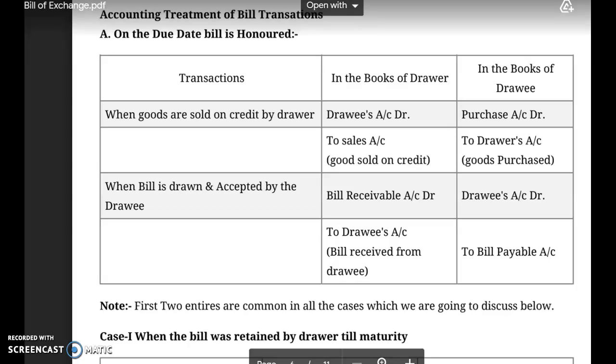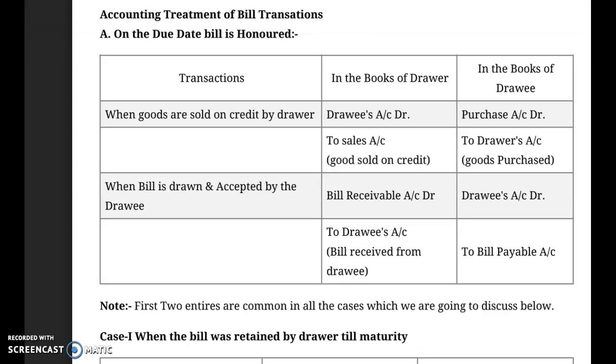Let's discuss the accounting treatment in case of bills of exchange. Here, very simple journal entries you have to record in the books of drawer and in the books of drawee. And if in some other party account you have to record the journal entries, like in the books of endorser and endorsee, then you have also to record those entries.